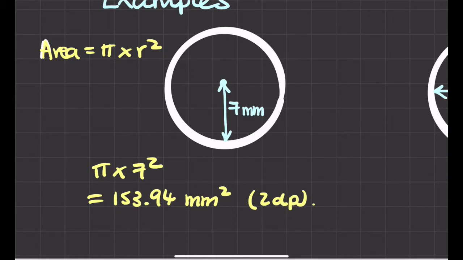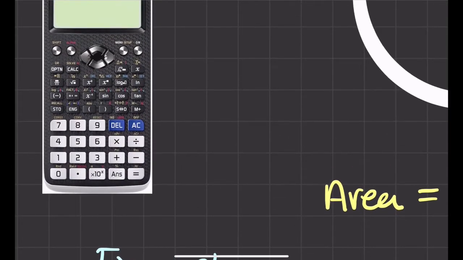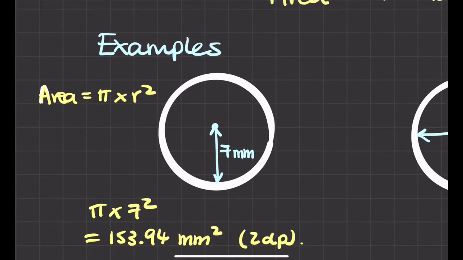Okay, if I wanted an exact answer, I'd leave it as 49 pi. And sometimes your calculator does give you 49 pi, but you have to press this button here to make it into a decimal. Okay, right, let's have a look at another example.